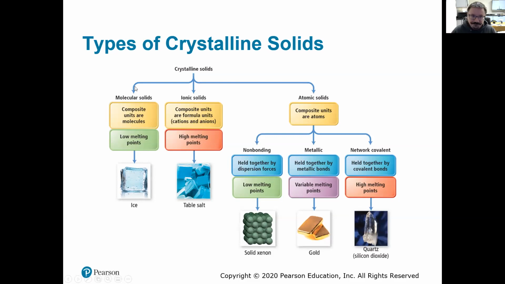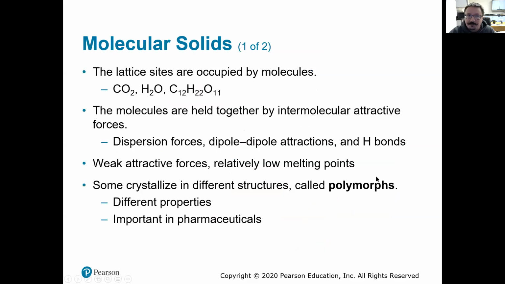What can we assume? That one type of category crystalline solid is going to have a low melting point, or other categories are going to have higher melting points. So we're going to start with the molecular solids. So again, our lattice sites are occupied by molecules, all kinds of different molecules. Could be carbon dioxide, could be water, could be sugar, whatever.